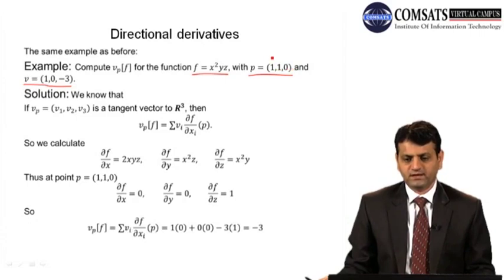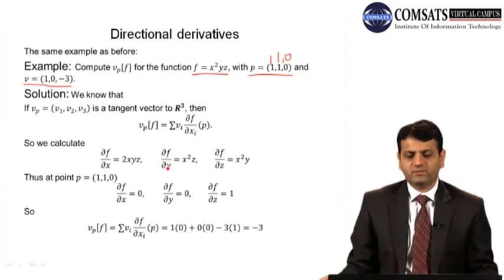Which means we will replace x with 1, y with 1, and z with 0. So if we replace x with 1, y with 1, and z with 0, then we will get 0, because z is 0 and the rest of them will become 0. Similarly, what is partial f by partial y? It's basically x square z, so we will replace x with 1 and z with 0. So it will become 0 again, because z is 0. And what is partial f by partial z? Which is x square y, and at point P we will replace x with 1 and y with 1, and so it becomes 1.